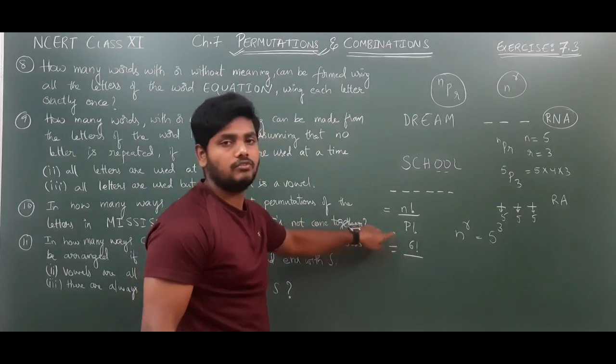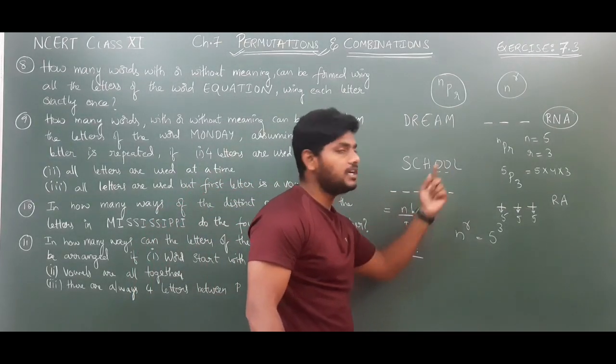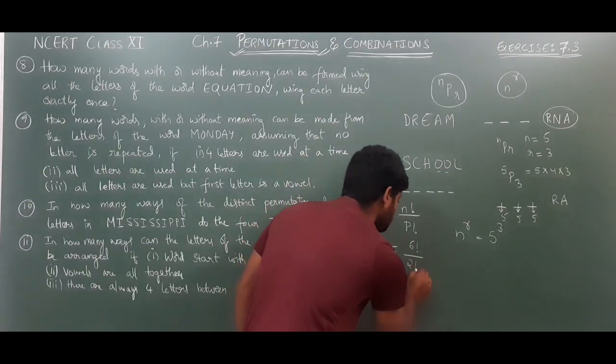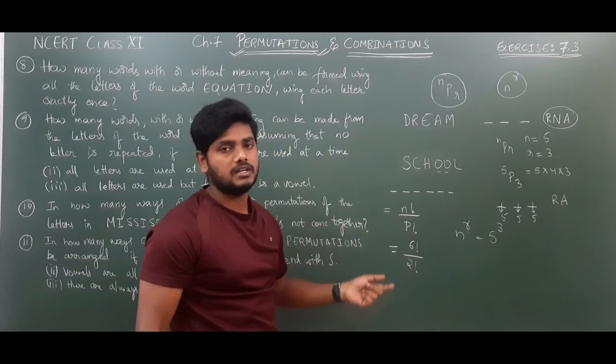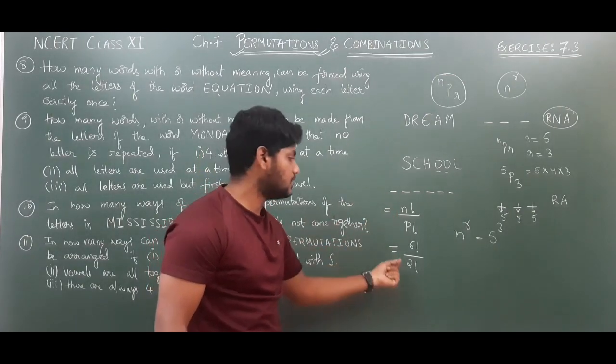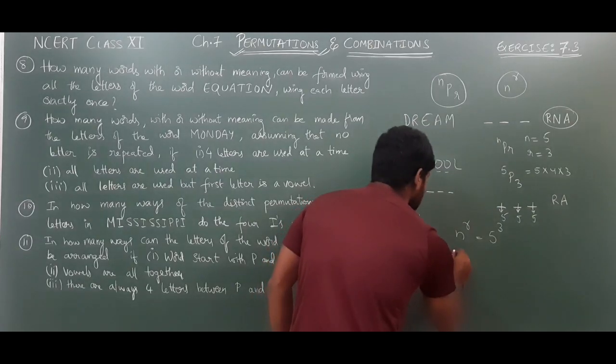p factorial. What do we mean by p? Here O is repeated 2 times, so it will be 2 factorial. Here p represents any letter of the same kind. However many are there, that much factorial. Right? Another one, for example, if you take the word college.